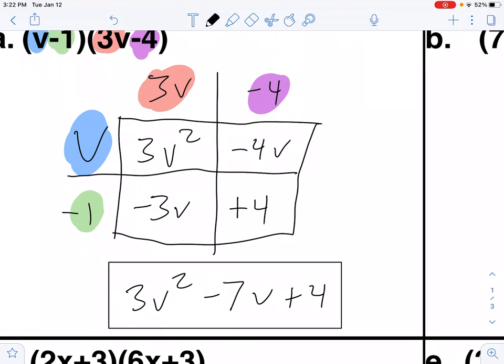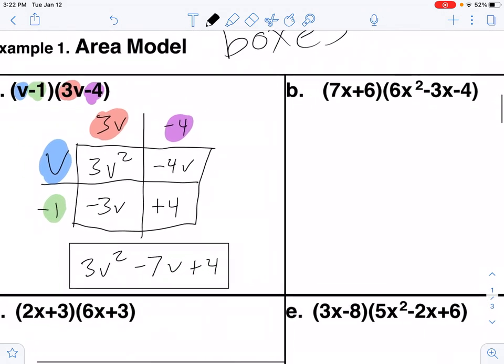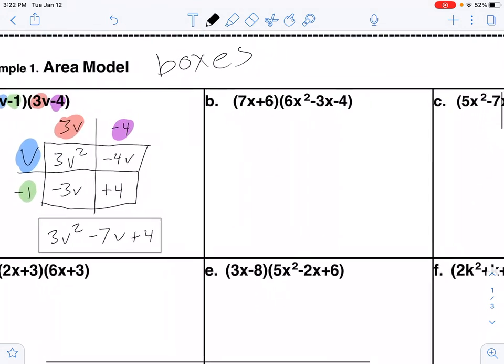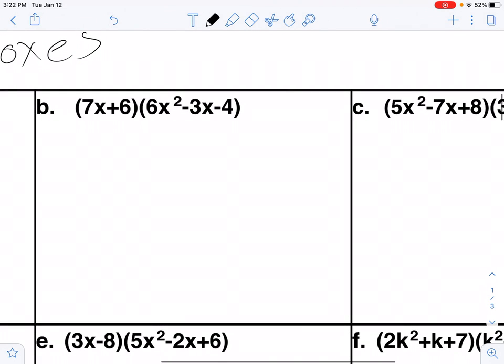So I'm thinking through what's going to be the best way to do this. I'm going to do all of the boxes first. Then I'm going to go down and show you how to do it with double distribution, and then I'll show you how to do it with expanded. So here's my next box. I'm going to have two terms here. So I'm going to do 7x and 6.